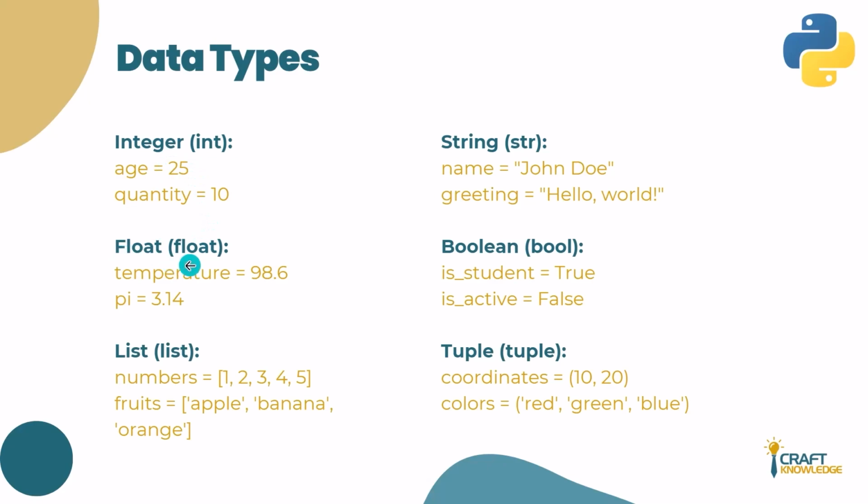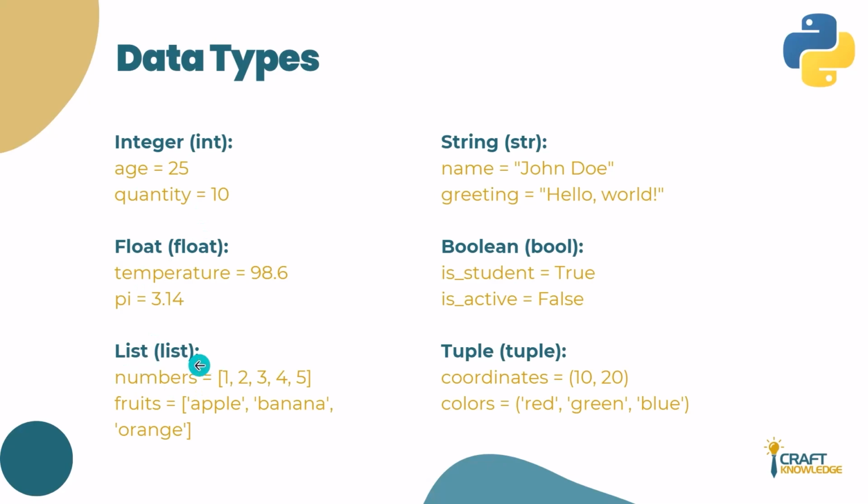Then we have the floating point values. Temperature can be 98.6. Value of pi can be 3.14, or any value that comes in floating point will come under the umbrella of float. These both data types are called number data types. Integer and float are the number data types.